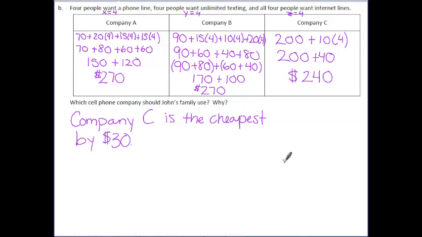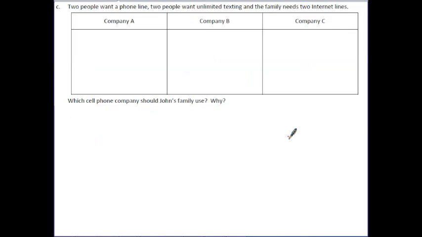Notice with company B, I chose here to use the commutative property to switch my numbers around. So I put 90 and 80 next to each other because I wanted 60 and 40 together because they make 100. Okay, let's do the same thing for C.